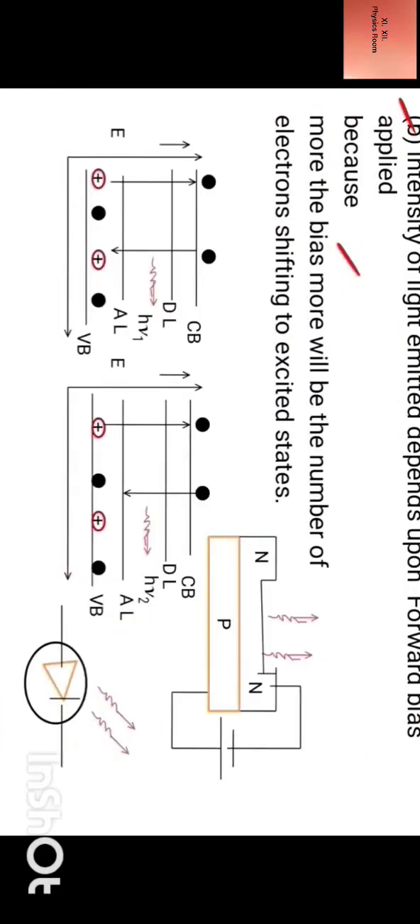So these are the two factors which affect the wavelength and intensity of light emitted. First is energy gap, second is forward bias. Energy gap affects the wavelength and forward bias affects the number of electrons shifting to excited states. Because the more the forward bias, the more is the current flowing through the diode, and the more are the number of electrons being shifted to the conduction band.